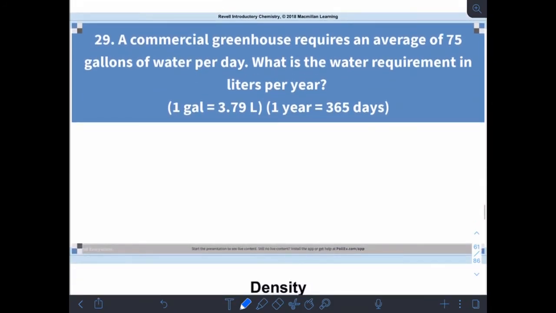Right, so we have a commercial greenhouse requiring an average of 75 gallons of water per day. What is this in liters per year? So again, I want to encourage you to pause the video, see if you can work out the problem yourself, and then come back and see how we did it.